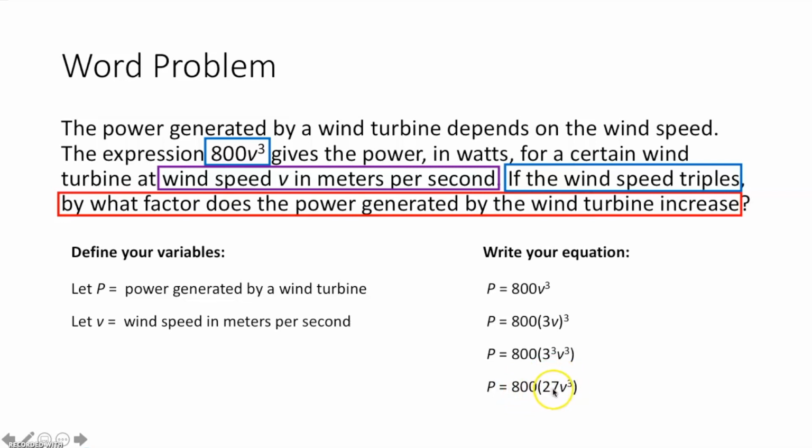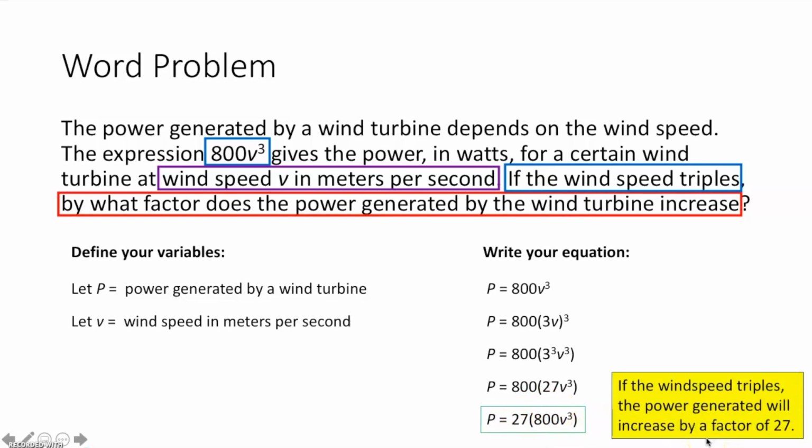Instead of multiplying the 27 and the 800, what I'm going to do is actually use the commutative property of multiplication and just switch these two. Now, why do I do that? Because, notice, 800 V cubed, that is the expression that gives the power in watts for a certain wind turbine. So this is our power, what it normally is. But since we tripled the wind speed, you can see that our power now is 27 times what it normally is. So the answer is, if the wind speed triples, the power generated will increase by a factor of 27. And you're done.